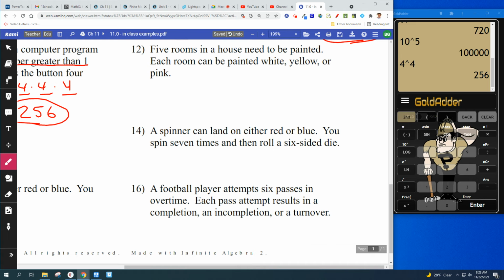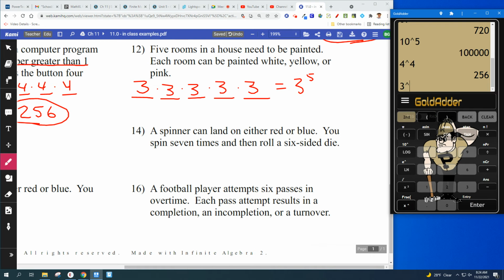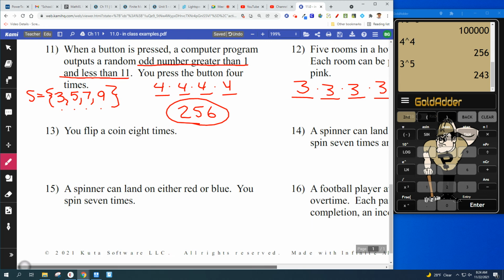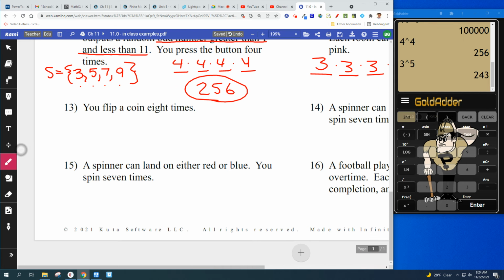5 rooms in a house need to be painted. Each room can be painted white, yellow, or pink. So room number 1, room number 2, room number 3, room number 4, and room number 5. How many choices to paint that first room? 3 colors, and 3 colors and 3 colors and 3 colors and 3 colors. That's 3 to the 5th power, 243. I like these problems. I think they're kind of interesting, kind of fun, and kind of quick.